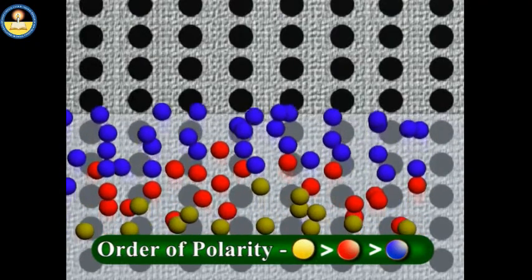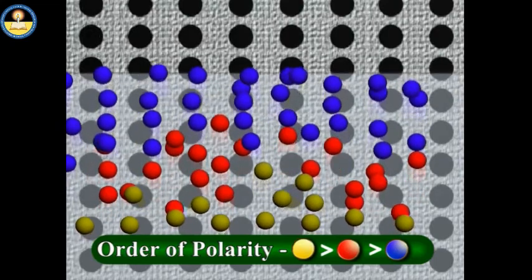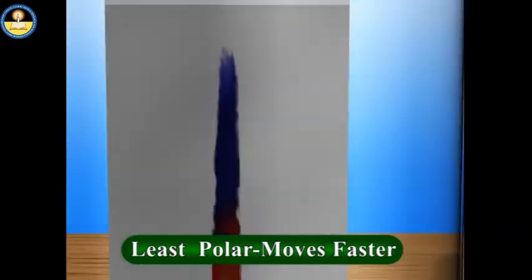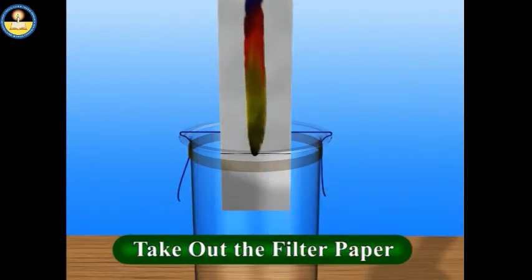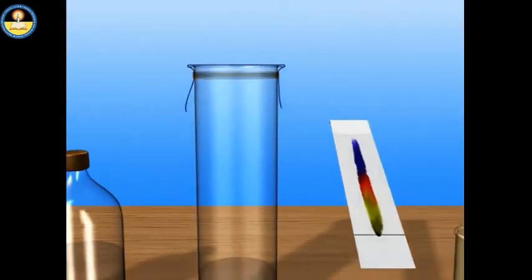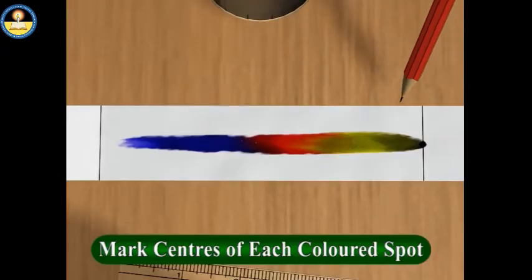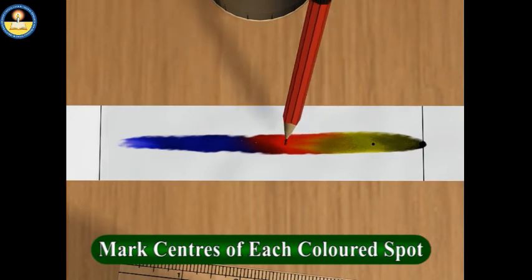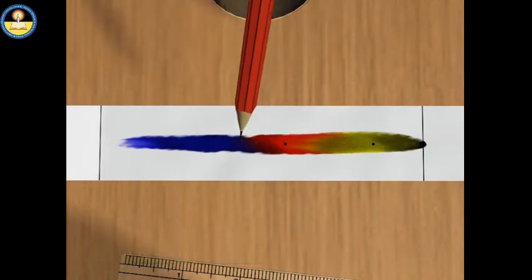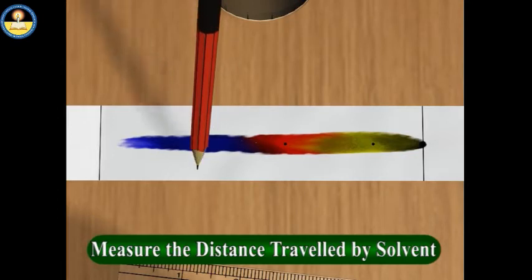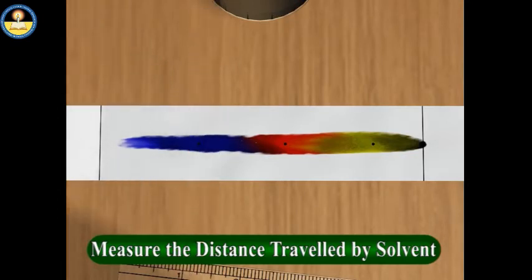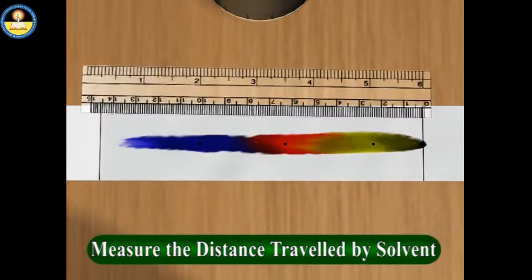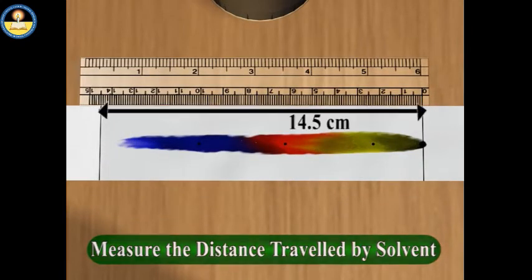After some time, we will see different colored spots at different heights on the filter paper. It shows that black ink consists of a mixture of colored dyes. The different colored dyes of the mixture rise to different levels on the filter paper. The dye component of black ink, which is more soluble in water, has traveled a longer distance on filter paper in comparison to the dye component, which is less soluble.